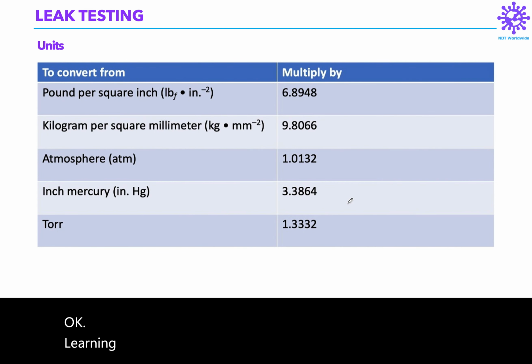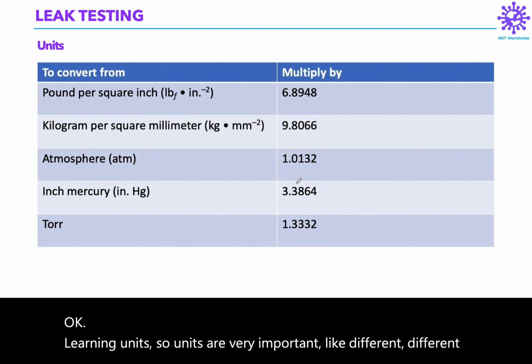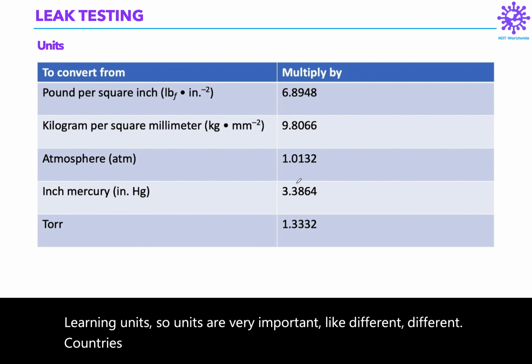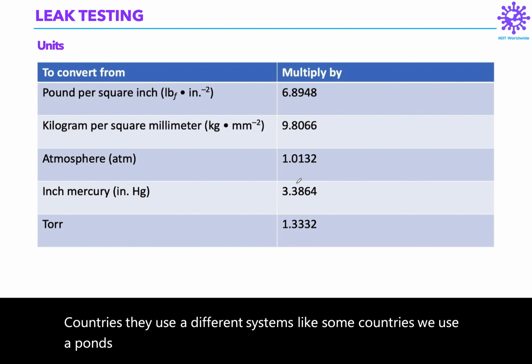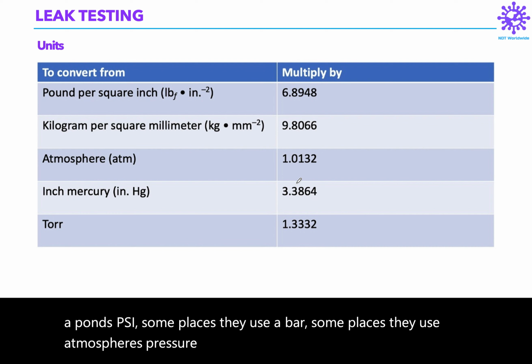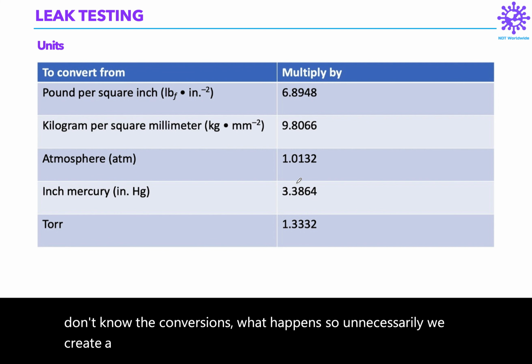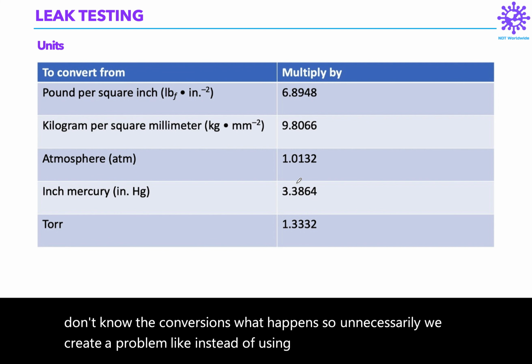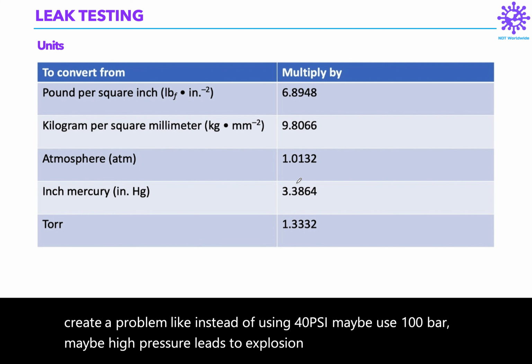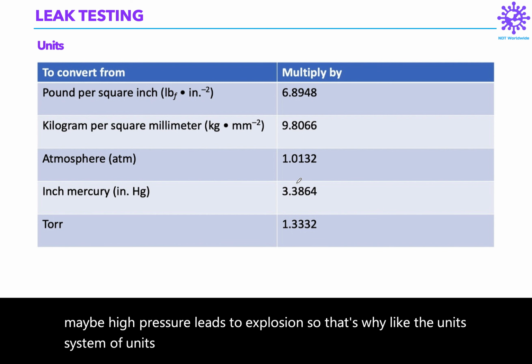Then units. Units are very important. Different countries use different systems: some use pounds, psi, some places use bar, and some places use atmospheres of pressure. If you don't know the conversions, we unnecessarily create a problem. Instead of using 40 psi, maybe you use 100 bar, and the high pressure leads to an explosion. That's why the system of units is very important.